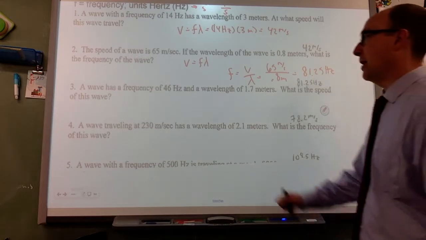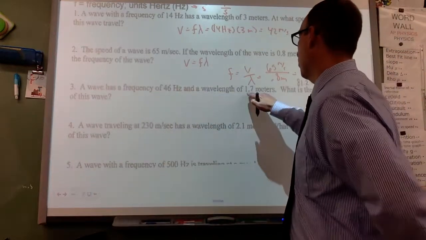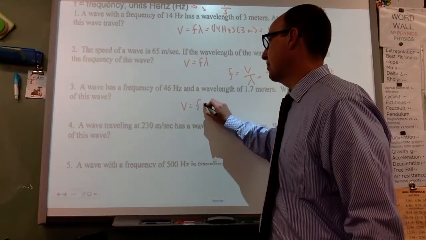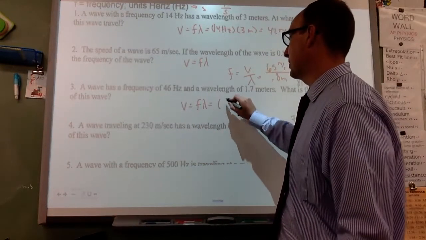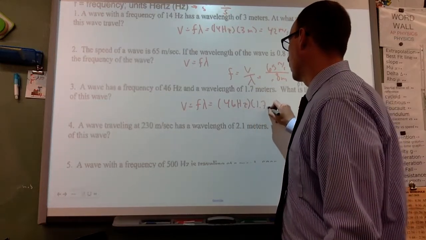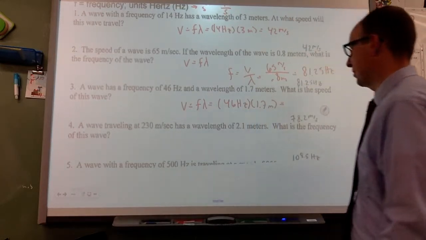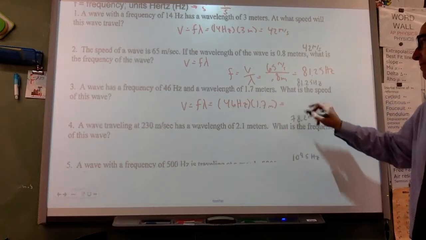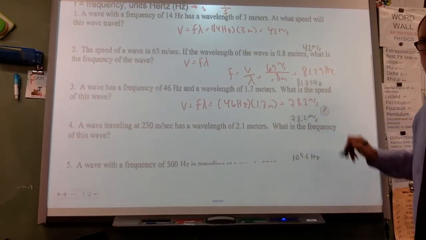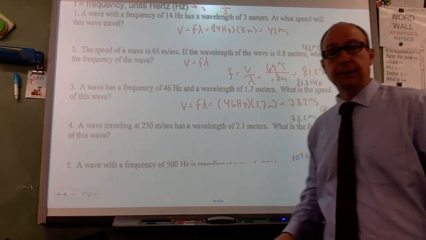All right, again, we have a frequency of 46 hertz and a wavelength of 1.7. I want to get the speed. So this is going to be velocity equals frequency times wavelength. So this is just going to be 46 times 1.7. That startled me.